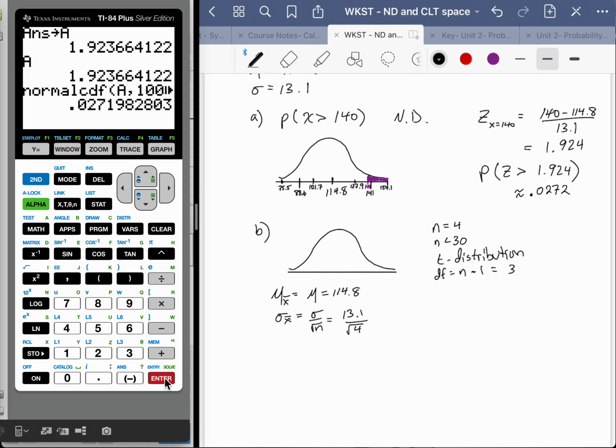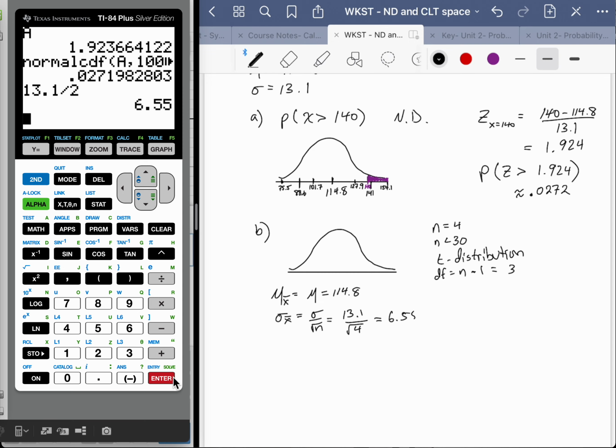You can leave it in that form if you want, although these numbers are going to be okay. Because it's just 13.1 divided by 2. Is it 6.65? No, 6.55, right? I'll just do it. 6.55.